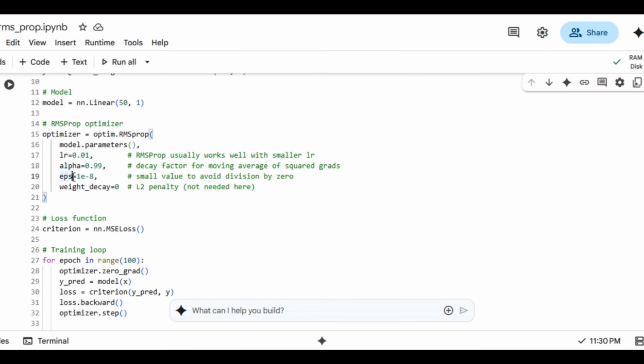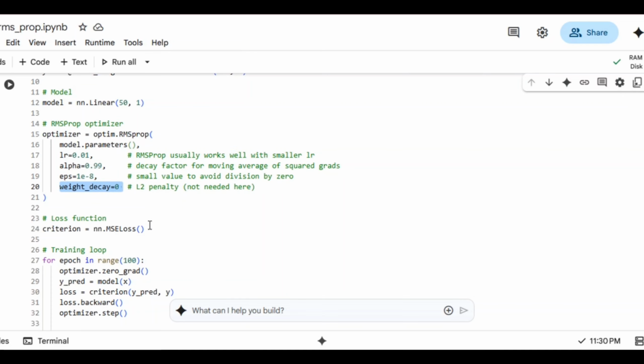Now this epsilon value: in the formula we have the square root of Vt plus epsilon. This epsilon value is added because when Vt becomes 0, the entire term becomes infinity. So as you add this epsilon value, some smaller numerical value, it prevents the term from going to infinity. That is why you choose the epsilon value as some smaller value. Epsilon is equal to 1e-8, and weight decay is equal to 0.